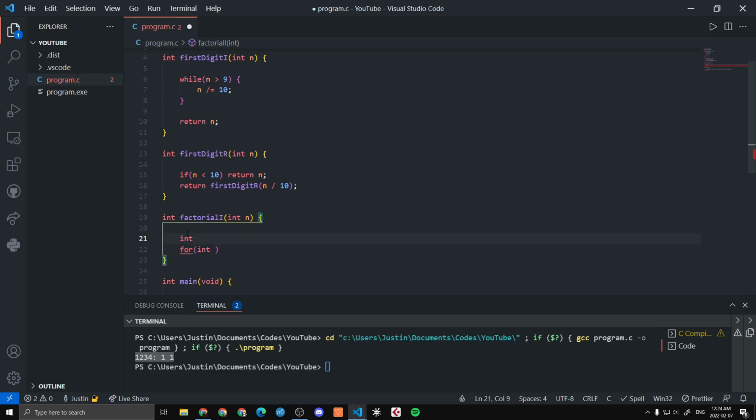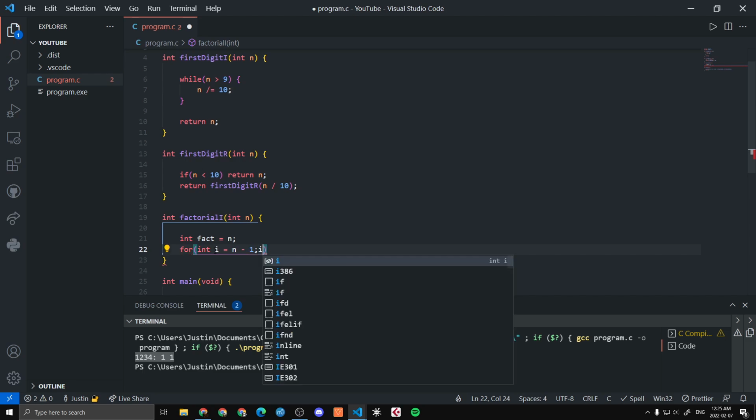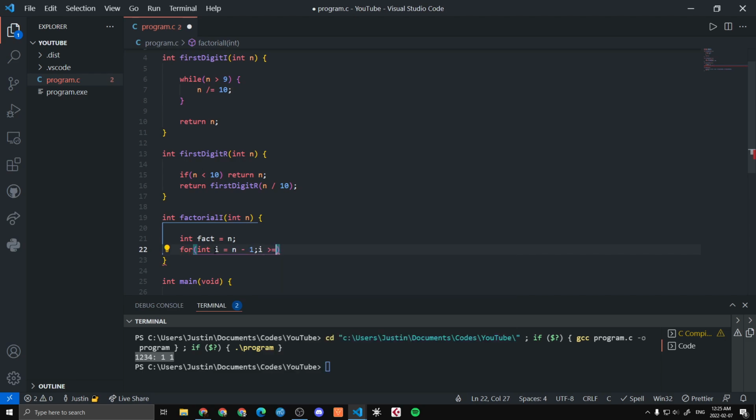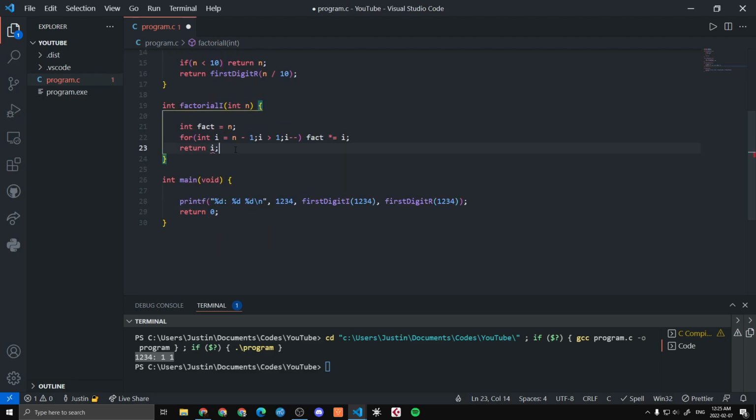We'll first set our fact to n, and we'll say int i equals n minus 1; i is greater than or equal to 1, or it could just be greater than 0. Actually, we'll go greater than 1 because we don't have to multiply by 1. i minus minus. And we're just going to go fact times equals i. And then we're going to return, not i, sorry, factorial. So that's our iterative solution.